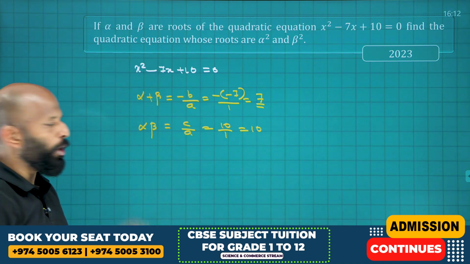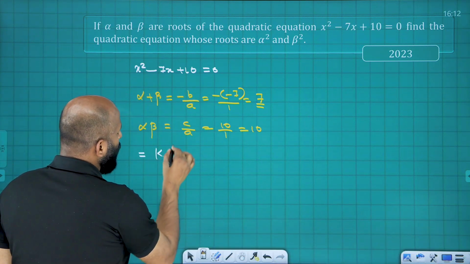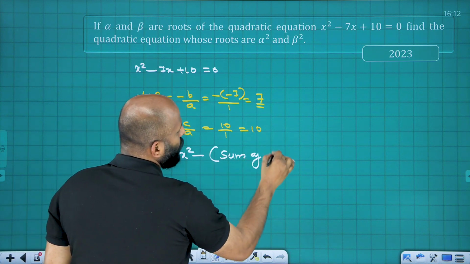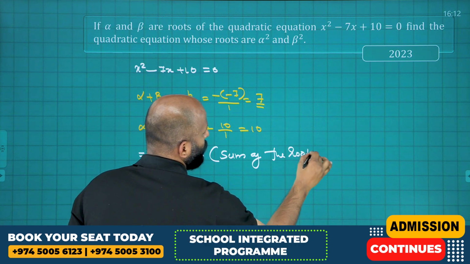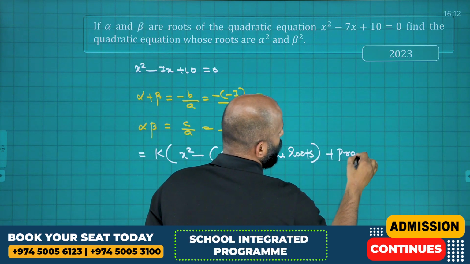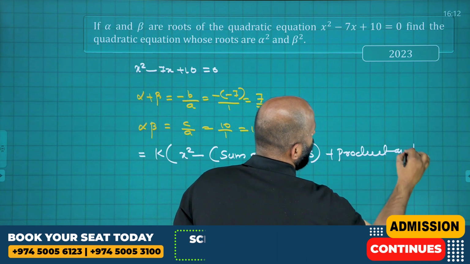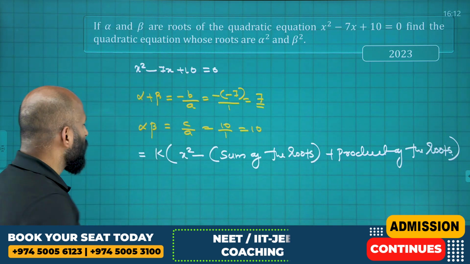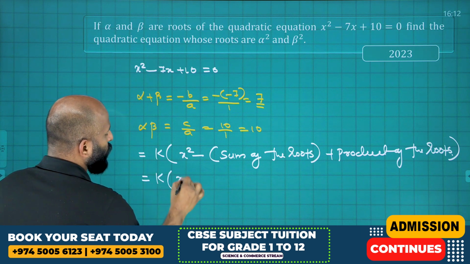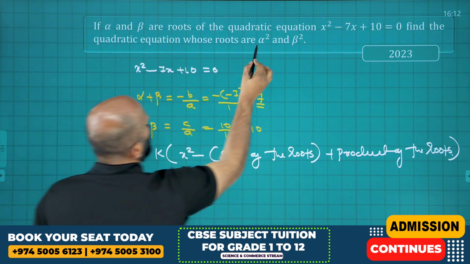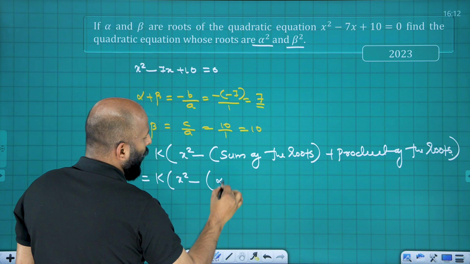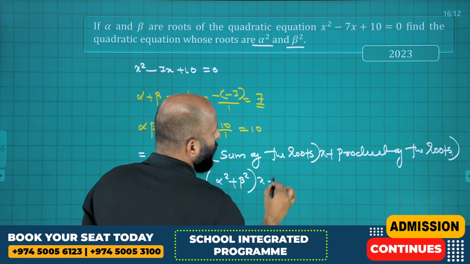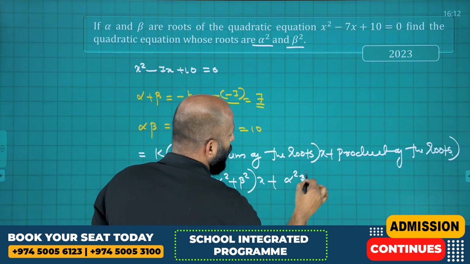Now we can find a new polynomial. How to find a new polynomial? k into x square minus sum of the roots times x plus product of the roots. Now, what will be the sum of the roots? So here roots are alpha square and beta square. That will be alpha square plus beta square into x plus the product of the roots, alpha square beta square.